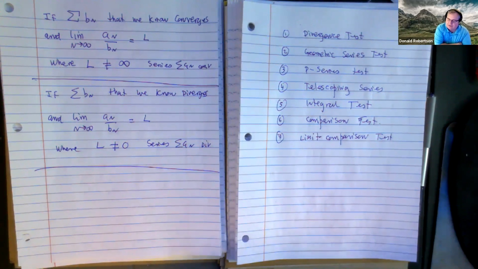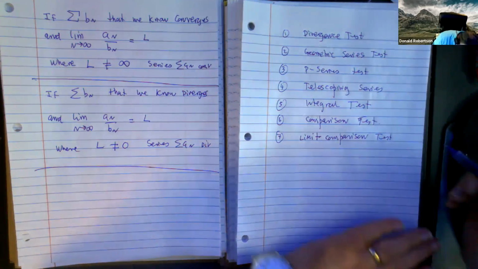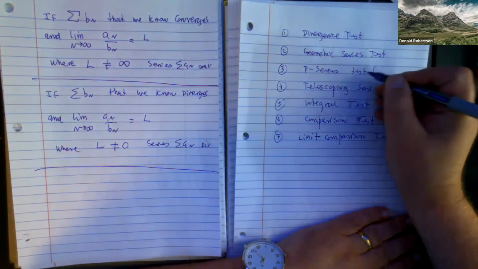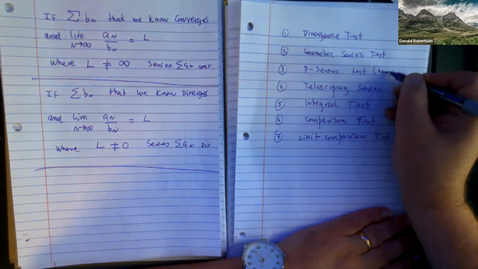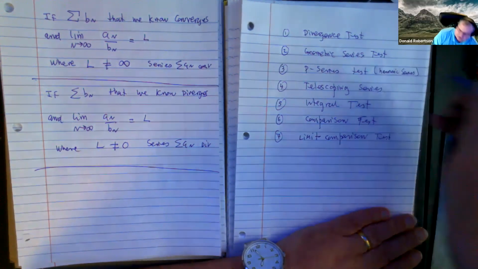So that is 7. We still got alternating series, ratio test, nth root test. So we still have a few more to come. Oh, the harmonic. I'm trying to think where the harmonic is. Isn't the harmonic just a special case of the P series? Oh, is it? Okay, cool. Yeah, because the harmonic is just a P series with P equals 1.